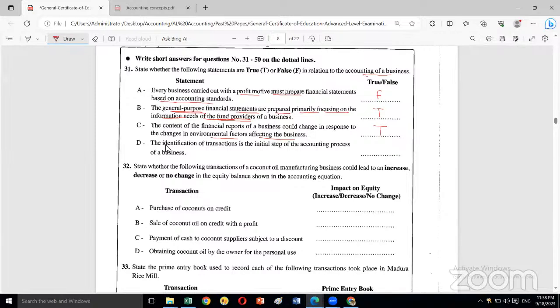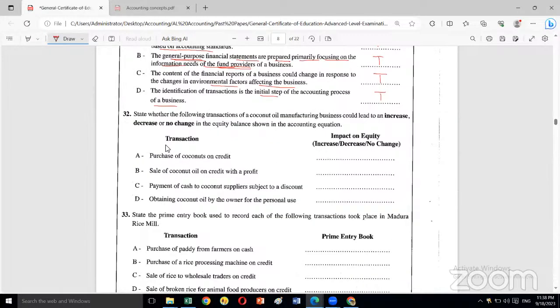D. The identification of transaction is the initial step of the accounting process of the business. Yes, Putha. Identification, measurement. That is the initial stage. We have to identify the transaction first. Yes, I gave you in the tunes. That is true. So: false, true, true, and true.